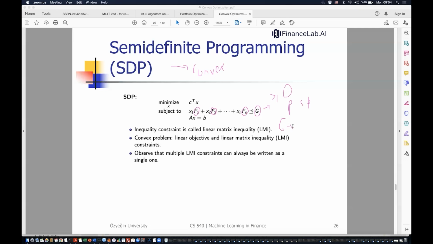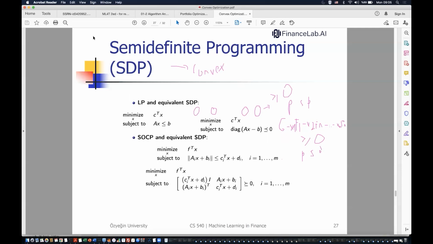meaning that the resulting matrix, G minus x1 F1 minus up to xn Fn, should be greater or equal than 0. That is, this resulting matrix should be positive semi-definite, which is again related to the eigenvalues as well as its determinant. So this is a semi-definite programming problem.